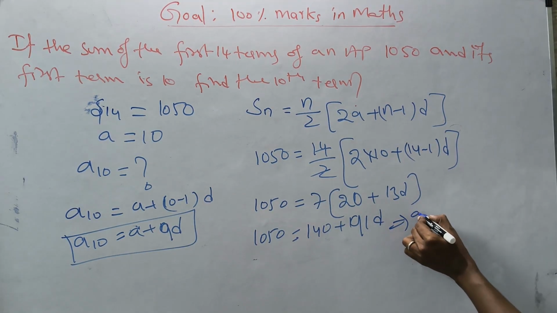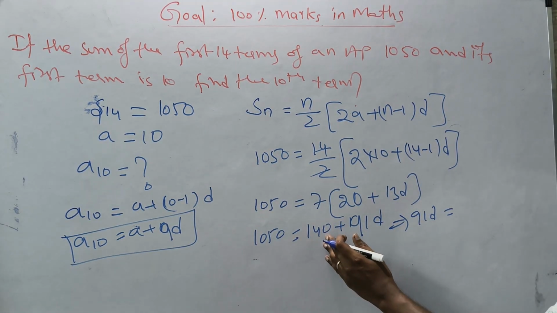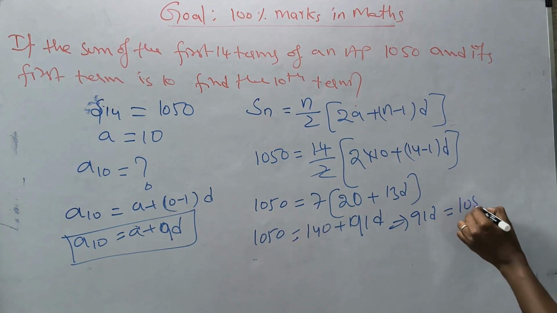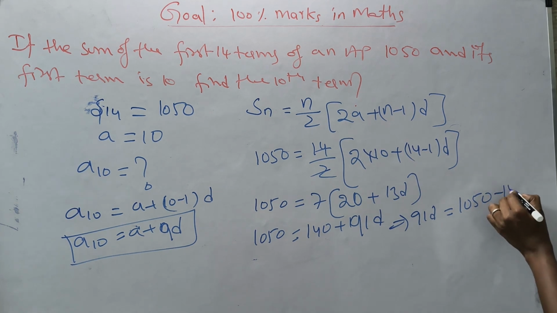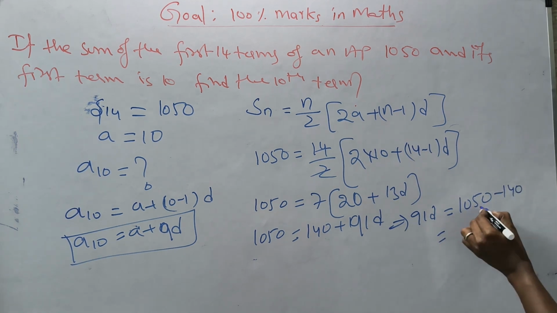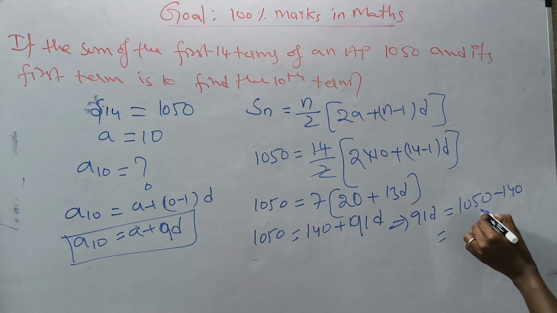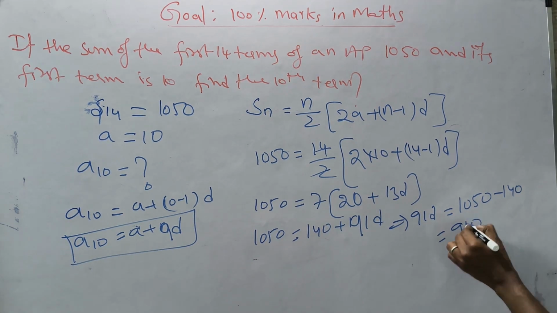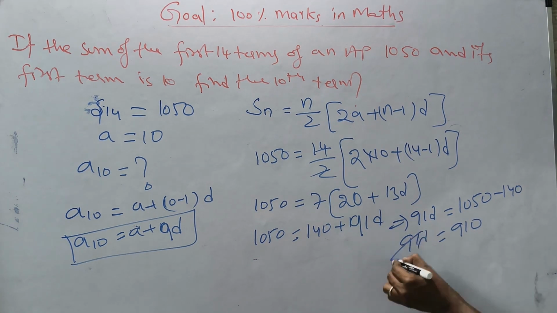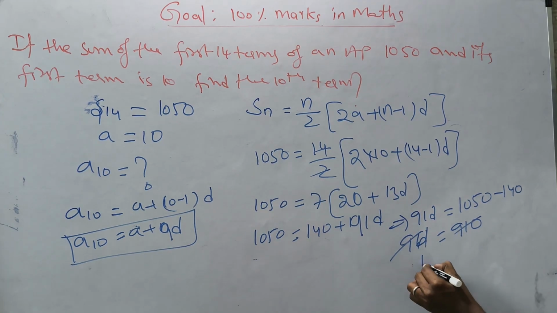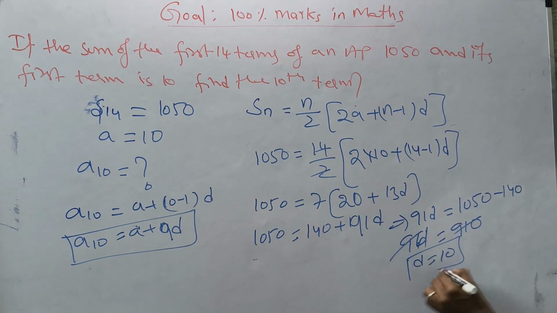So 91d is equal to, if you transpose this side, it becomes minus 1050 minus 140. From this, 1050 minus 140, how much does it give? Actually, here 910. Correct? Exactly. So 91d is equal to 910, and from this d is equal to what? Exactly 10. d is also 10.